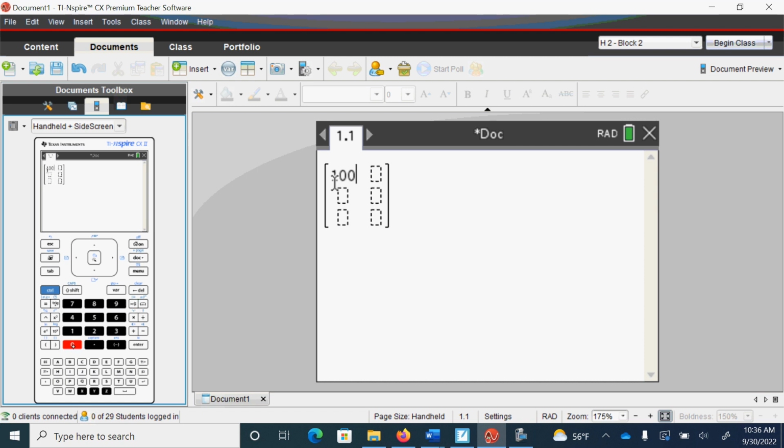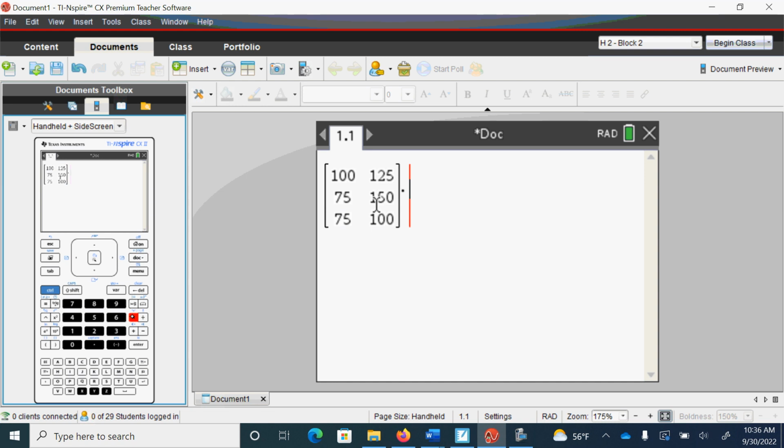100, right? And then what was the next one? 125. And then 75. And then what was the next one? 150. And then 75 and 100. And I'm going to get out of that matrix. See how that had that long cursor thing? Then I'm going to hit times.